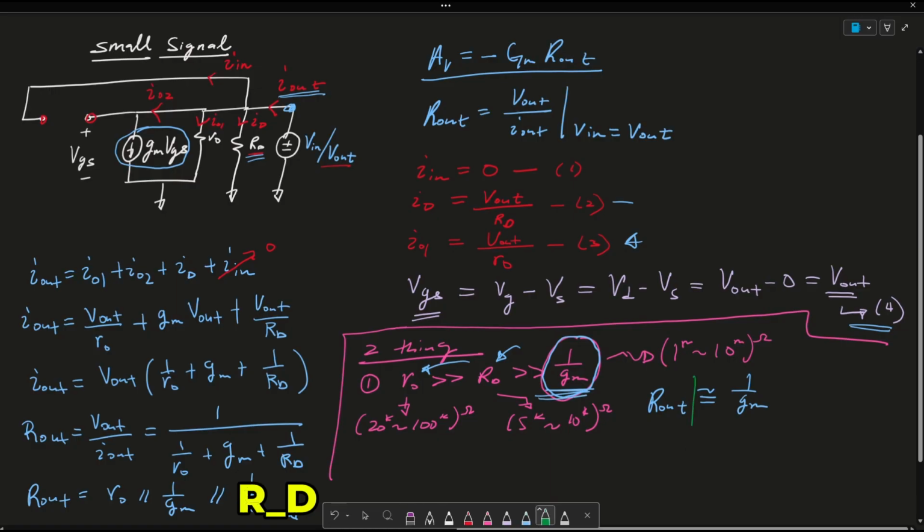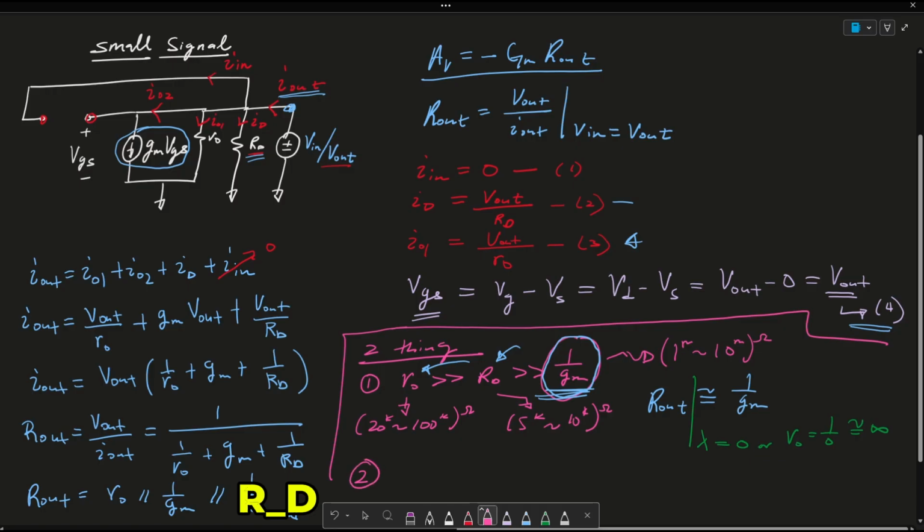Something that should be noted is that this case is what we also considered when ignoring channel length modulation. So lambda is equated to 0, or RO is equal to 1 over 0, which is approximately infinity, or a very large resistance. As a result, R out is essentially just 1 over GM.